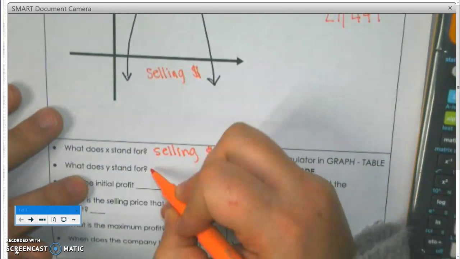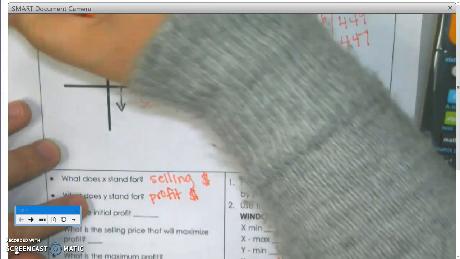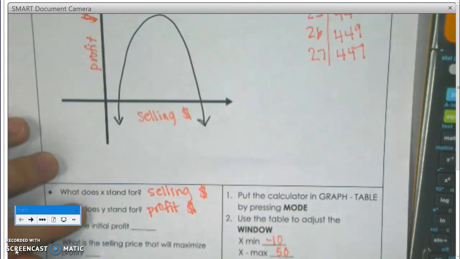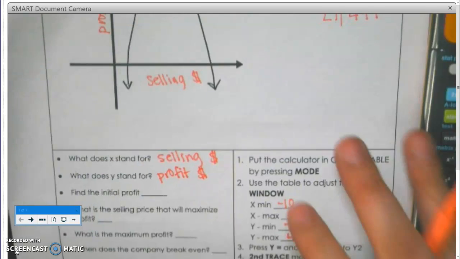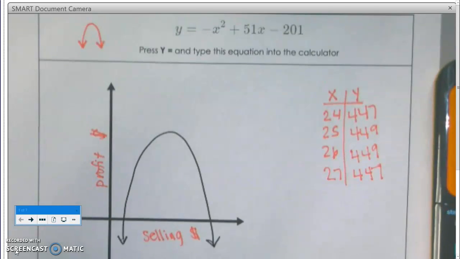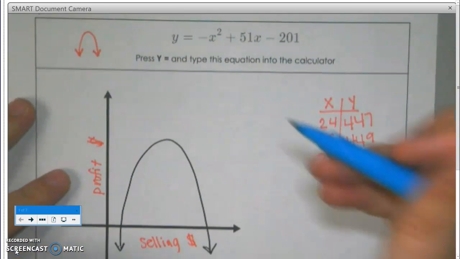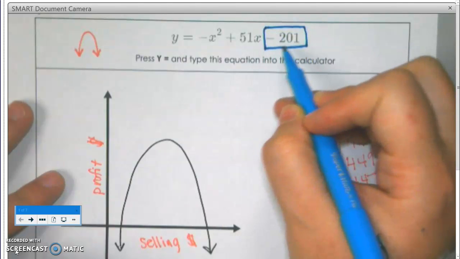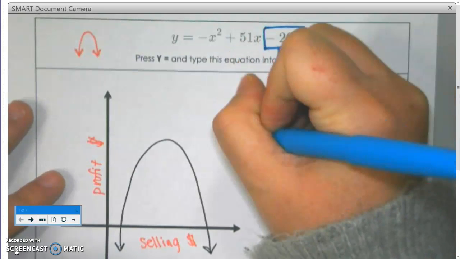And the Y is the profit, which is also money. All right, what is the initial profit? So the initial profit, there actually wasn't any initial profit because they started off in the negative. So if you remember from the last couple of videos, the number at the end, the constant, it has no variable attached to it. This is your y-intercept, which is your starting amount.